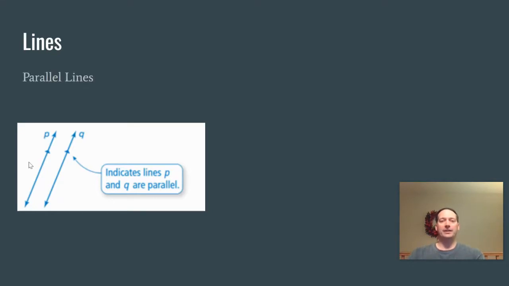The way you write parallel lines is like this. It looks like two L's or two little lines straight up and down. So this just says P is parallel to Q. If two lines are not parallel, then they're intersecting.